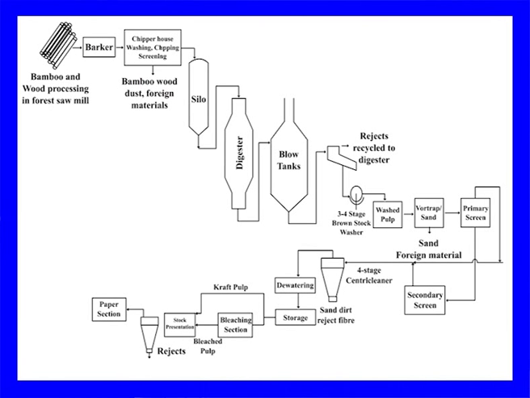This is the kraft pulping process. Bamboo or wood as the raw material goes to the barker and then to the chipper house. Before that, in some mills they have washing of the raw material before it goes to the chipper. After chipping, it goes to the silo. From the silo, it goes to the digester, where cooking of the chips takes place, maintaining the proper bath ratio and temperature.